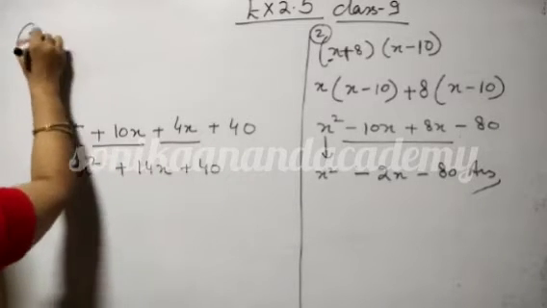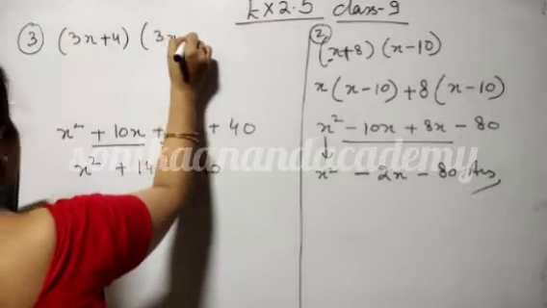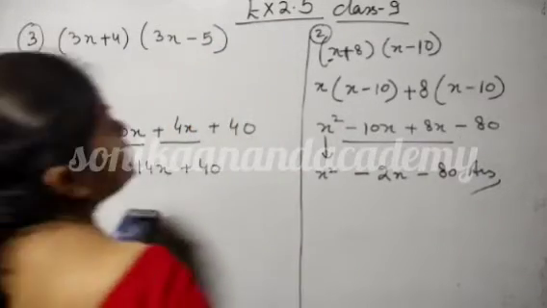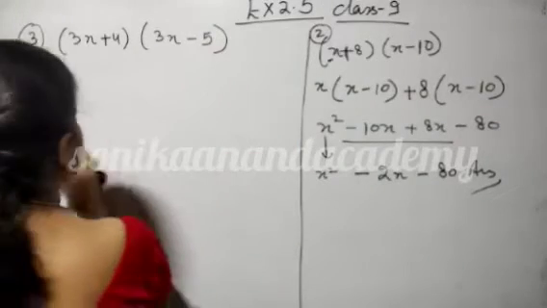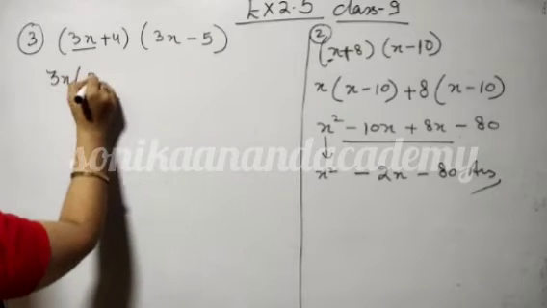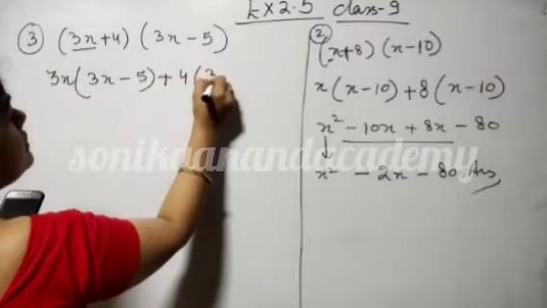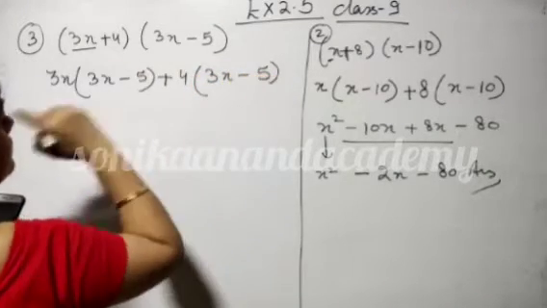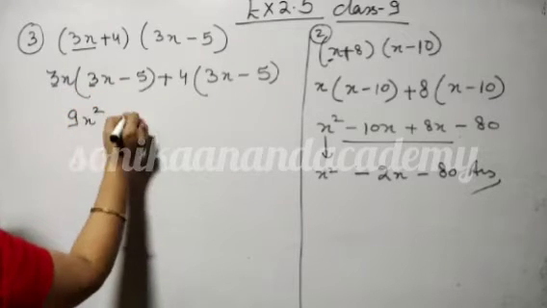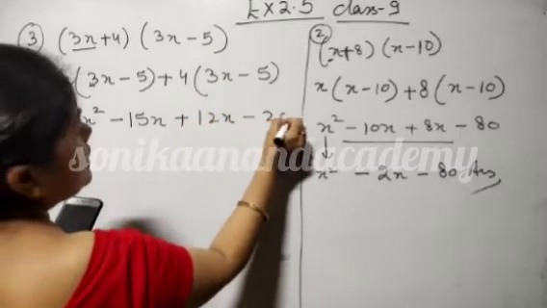Third part, 3x plus 4, 3x minus 5. Similarly, we do it in the same pattern. We write 3x and 3x minus 5. Then this is plus 4. This is 3x minus 5. Now multiply: 3 3s are 9, x square, 3 5s are 15x, 4 3s are 12x, minus 20.